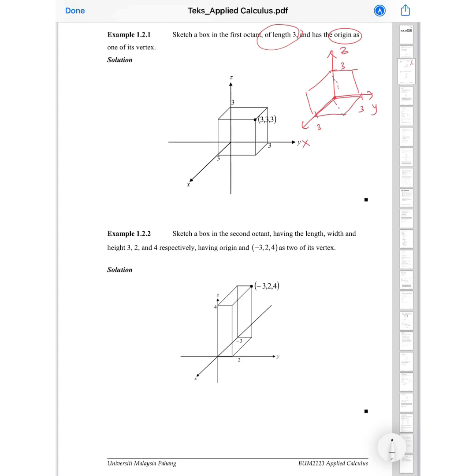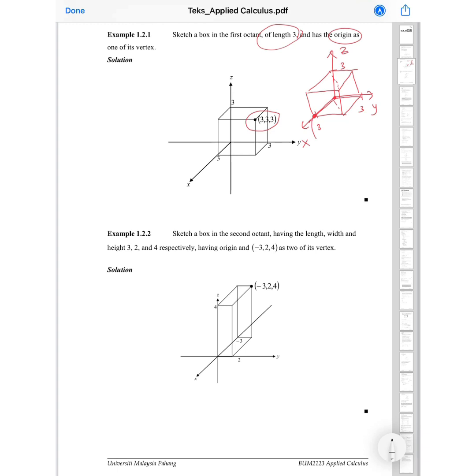Okay, just bring something like this, so you have a box. Exactly, you can plot, you can know each point in this box. For example, this one gives you 3, 3, 3. Let's say I want to plot this point.